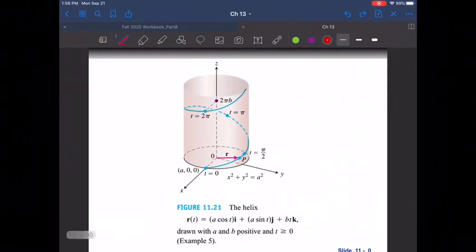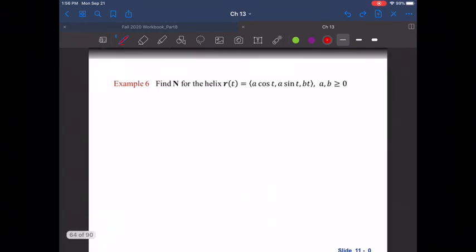Here is a picture of that situation. So you can see the helix going up, but I already drew it. But there it is if you want to see it again. And here, find the normal for the helix r of t equals that.